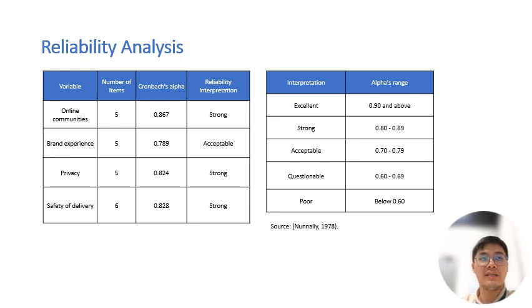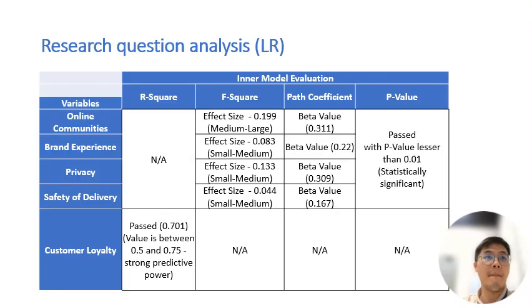The researcher has done reliability tests, and all of the IVs have passed. Online communities, privacy, and safety of delivery show strong reliability, whereas brand experience shows pretty acceptable reliability. So it's good. And here we are talking about inner model evaluation.